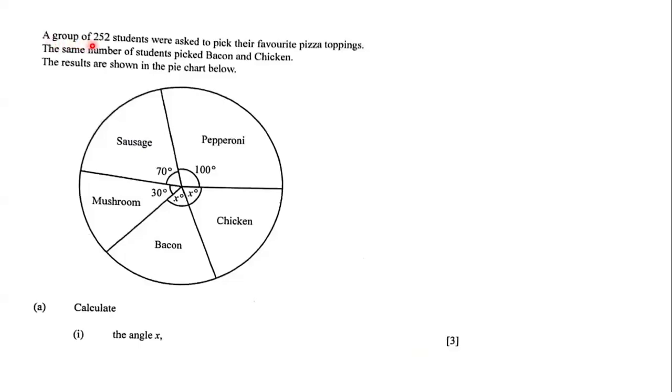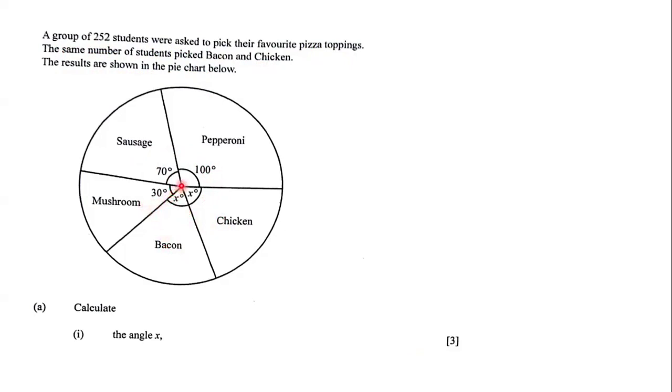A group of 252 students were asked to pick their favorite pizza toppings. The same number of students picked bacon and chicken. The results are shown in the pie chart below. So here we have 70 degrees for sausage. We have 100 degrees for pepperoni. We have X degrees for chicken. We have X degrees for bacon. And we have 30 degrees for mushroom.